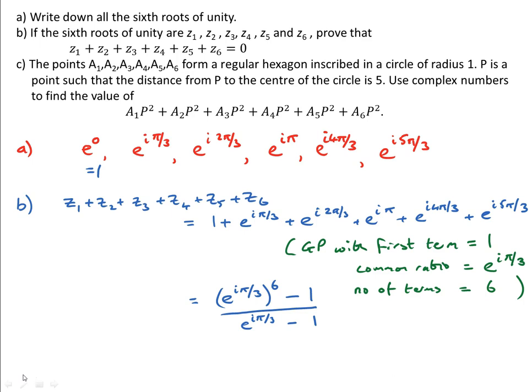e to the i pi by 3 to the 6 is the same thing as e to the 2 pi i. So we've got e to the 2 pi i, take away 1, over e to the i pi by 3, take away 1. e to the 2 pi i is cos 2 pi plus i sine 2 pi, which is 1 plus 0i. So the top, e to the 2 pi i take away 1, is simply 1 take away 1. In other words, the sum Z1 plus Z2 plus Z3 plus Z4 plus Z5 plus Z6 must equal 0.